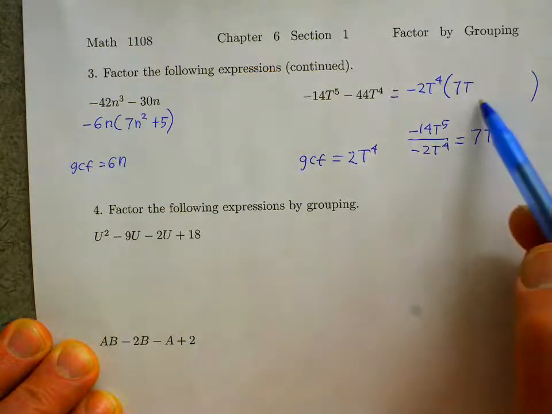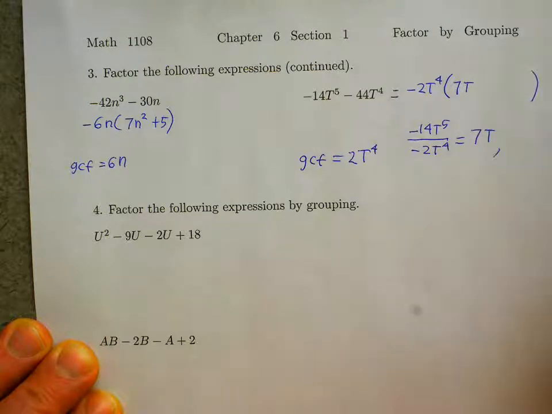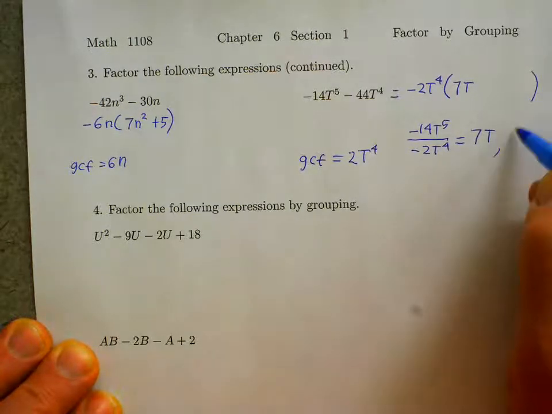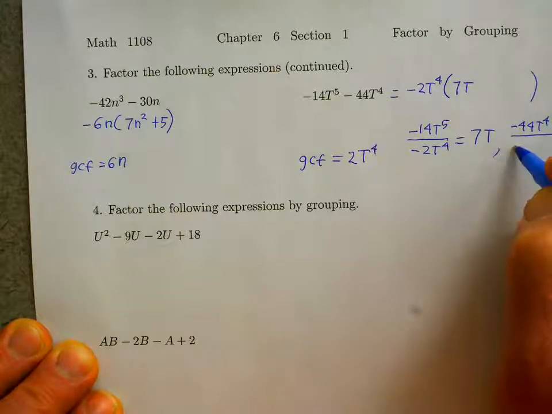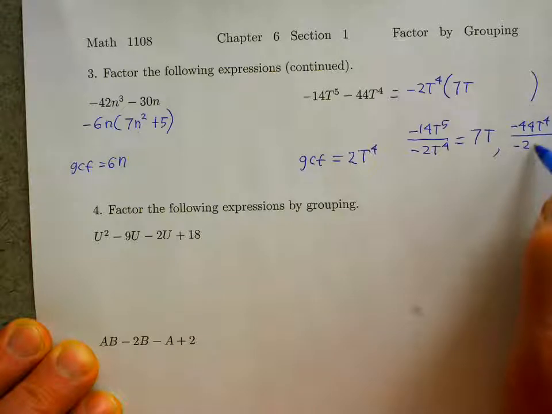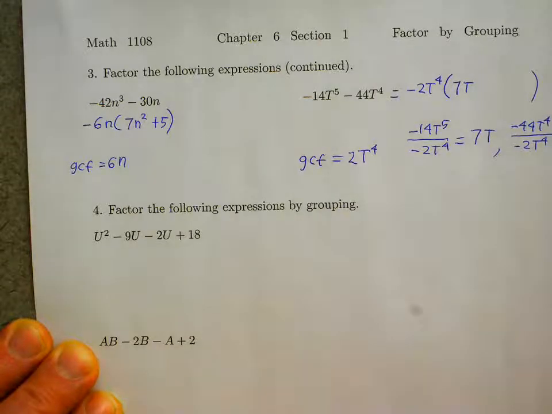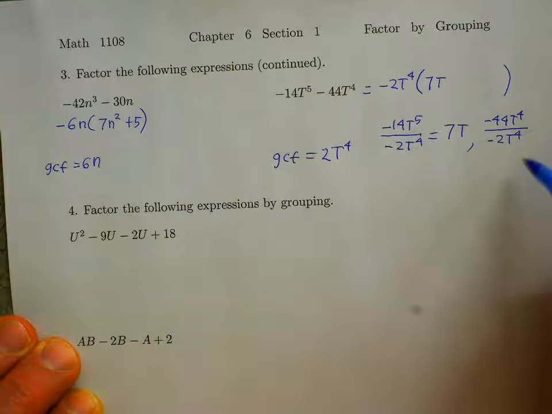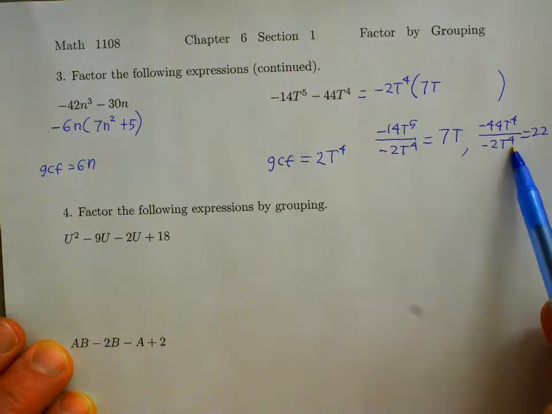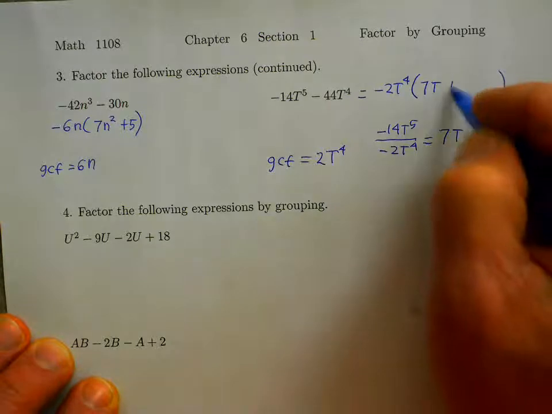And then the next term is what we get when we divide negative 44 t to the 4th by the negative of the greatest common factor, negative 2 t to the 4th. So we're just going to get positive 22. Negative 44 divided by negative 2 is 22. T to the 4th divided by t to the 4th is 1. So it's just plus 22.